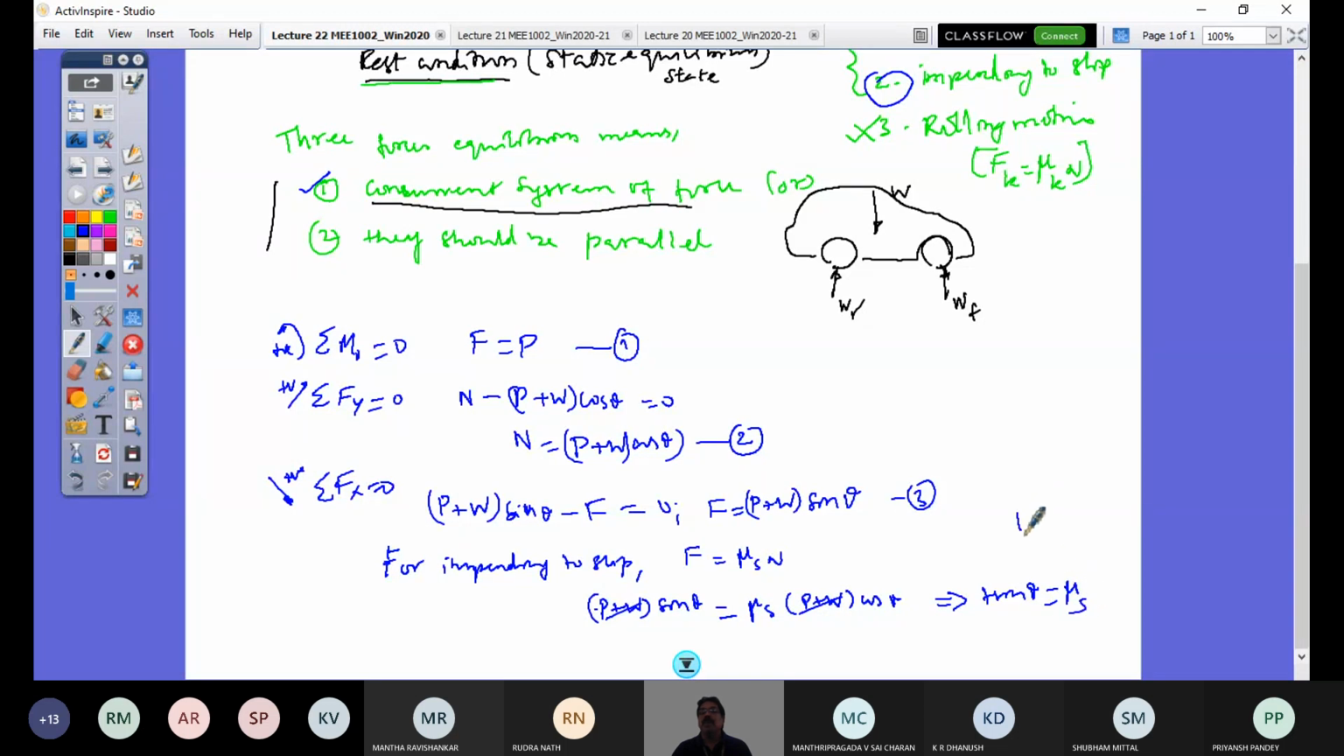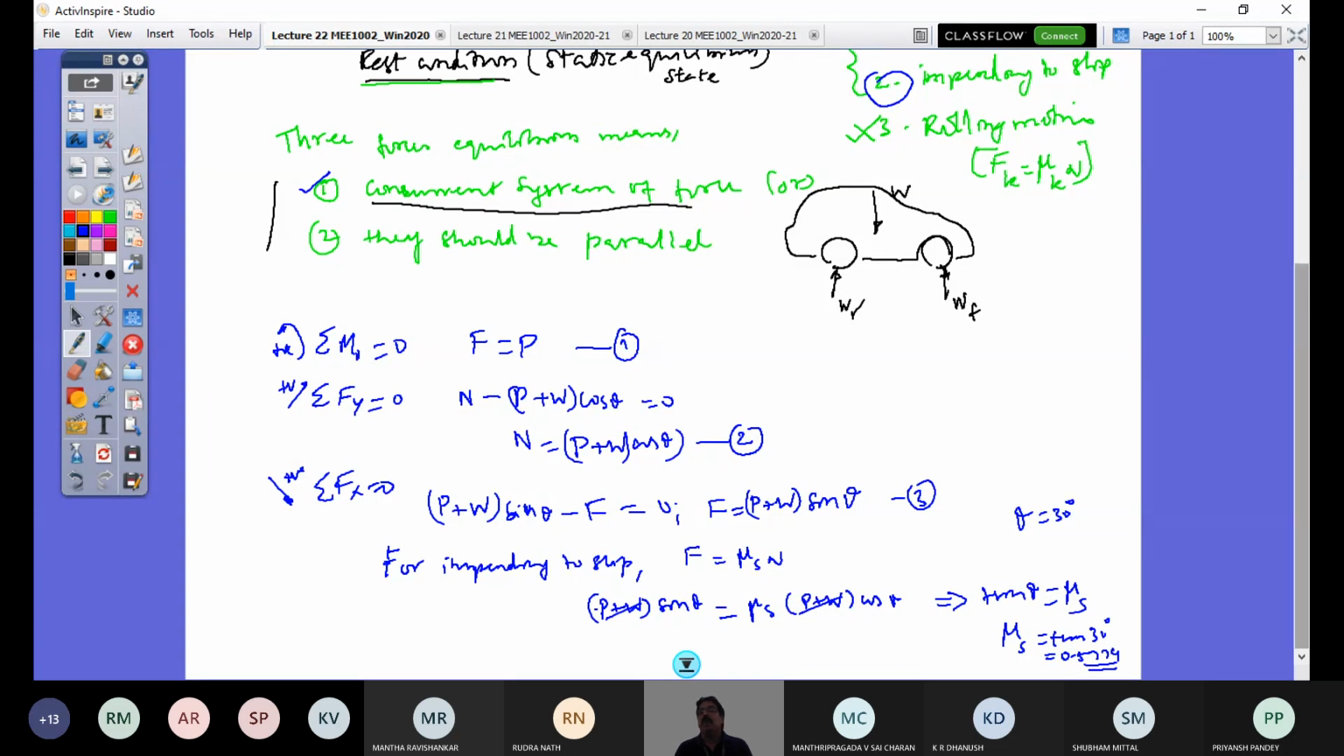So theta here given in the problem is 30 degrees. So mu s is tan theta. Right? Tan theta is equal to mu s. So mu s is tan 30, which is equal to 0.5774 value. So this is how also you can solve.